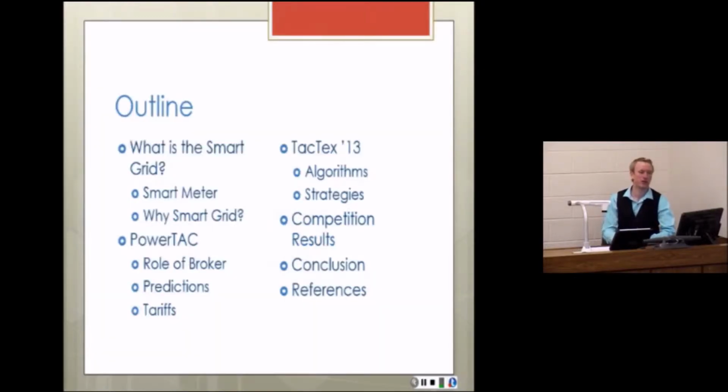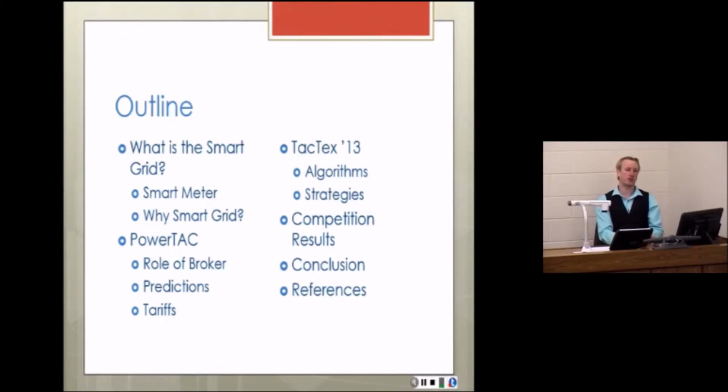So this is the outline of what I'm presenting on. I'll start with talking about what the smart grid is, what devices make it possible, and why it is important, and then I'll talk about what PowerTAC is, so the competition itself, and how it works. I'm not going to talk about the competition from its inception until today because the rules change every year.